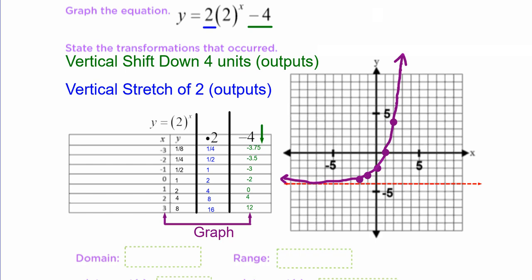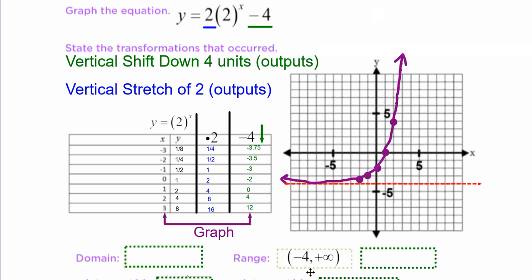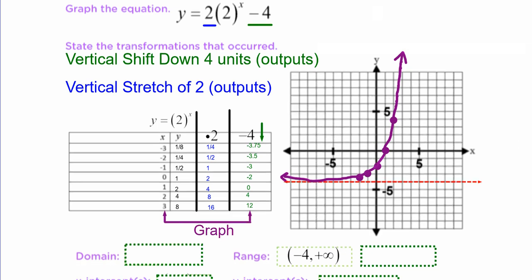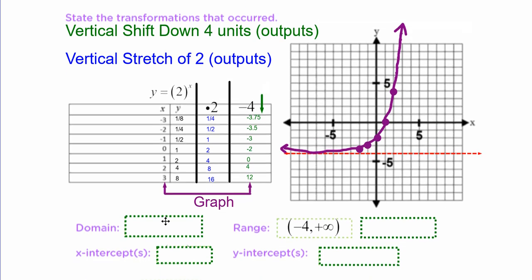That impacts your outputs, so we could talk about the range. Our range, the outputs cannot be a value of -4 or below, so they have to be above that. So if we're filling in what we know, the range is going to show that y is greater than -4. So therefore we have our left parenthesis, -4, comma, positive infinity, right parenthesis. There are no restrictions on our domain, so that can be from negative infinity to positive infinity.